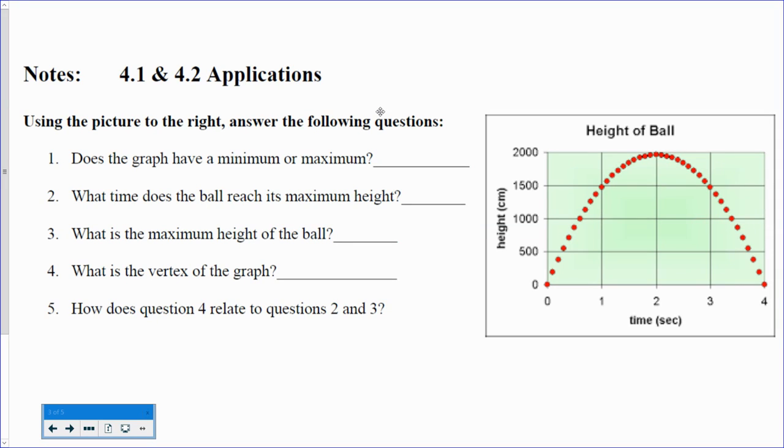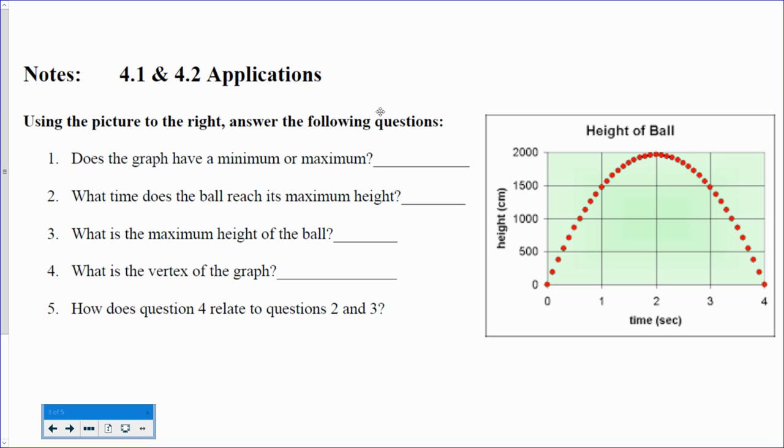Okay, today's lessons will be on 4.1 and 4.2 that we've been talking about, but we're going to focus on application problems. So, word problems that would involve when we have to find a vertex because we'd be looking for a minimum or maximum. So, when I look at this first example with this picture of this graph, this would be the picture of over time in seconds.